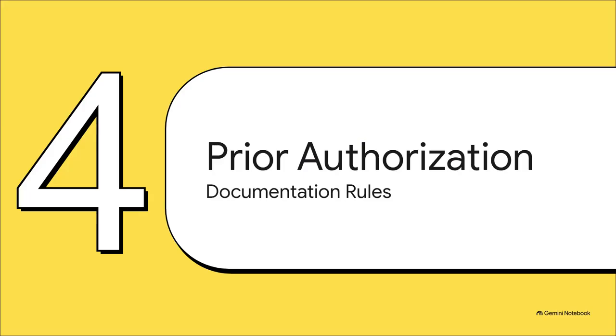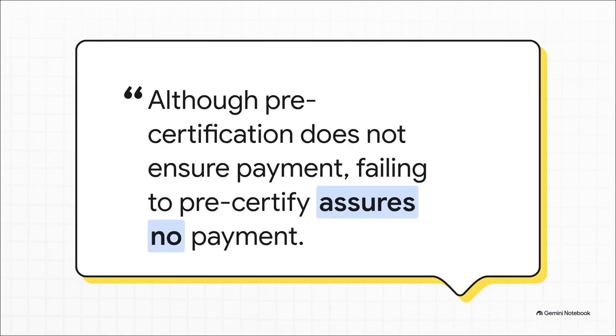Which brings us to Section 4, Mandatory Prior Authorization and Documentation Attachment. You know you can't just provide a service to a federal worker and casually bill for it later, right? Every reportable operation requires explicit permission from the OWCP beforehand. I really want to deliver this stark risk warning directly to you. Although pre-certification does not ensure payment, failing to pre-certify assures no payment.